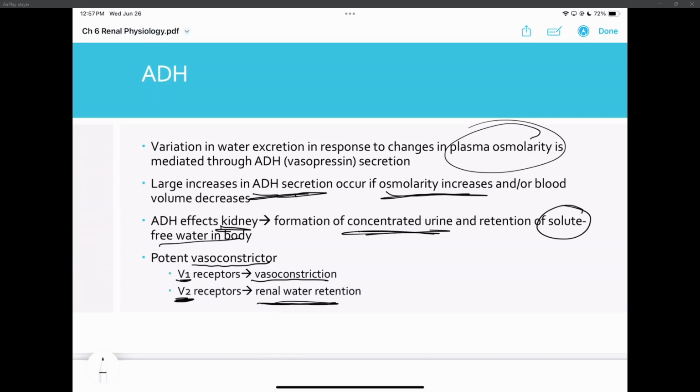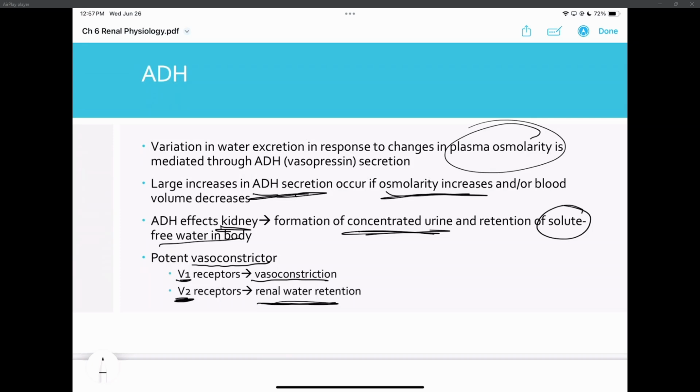So let's talk about ADH again, vasopressin. Now we know its two roles, vasoconstriction and free water retention. If we're in a low blood volume situation, what do our vessels have to do to maintain that pressure when you have a low volume? They have to constrict to keep your pressure up. So ADH, by causing vasoconstriction, helps keep your MAP up.